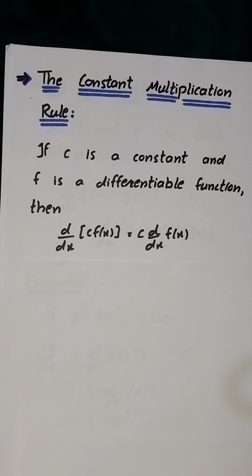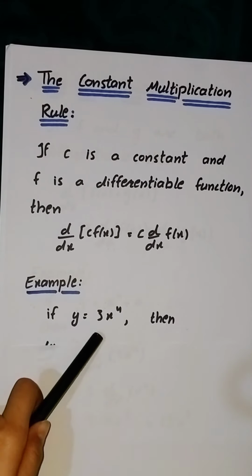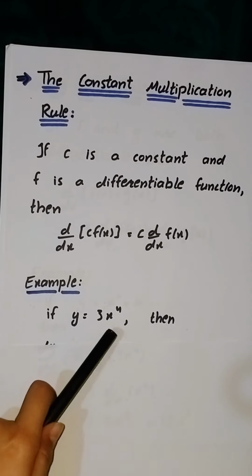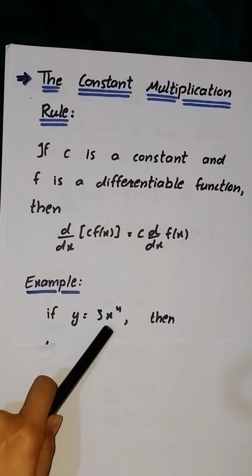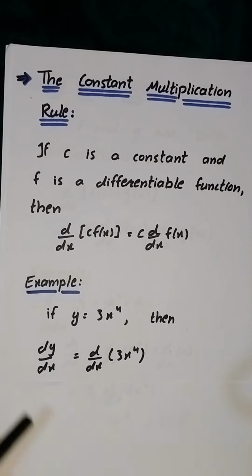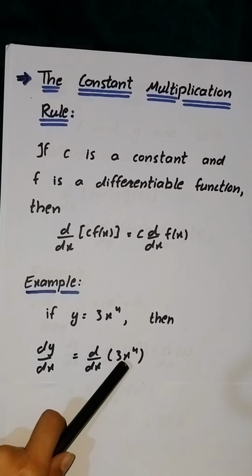We can also say that the derivative of the constant times a function is the constant times the derivative of the function. Here we have some examples. If y is equals to 3x raised to power 4, here 3 is a constant and x raised to power 4 is a differentiable function, then the derivative of this function with respect to x is equals to dy by dx is equals to d by dx of 3x raised to power 4.